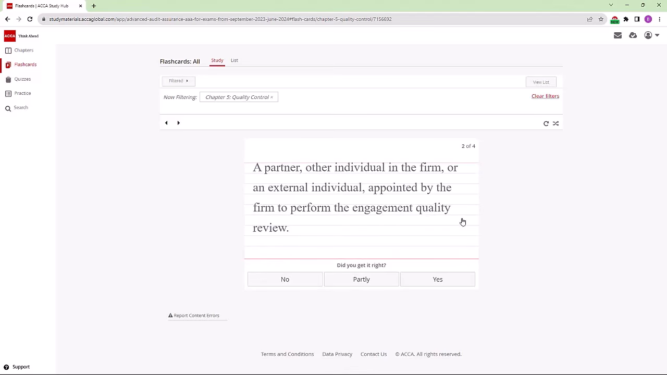Ooh, now this gives us a little bit extra because it's not just a partner. It can be another individual in the firm, but that individual must be senior enough to have enough clout, enough robust ability to be able to hold the audit partner to account. So generally it's an independent senior partner who hasn't worked on the audit, or it could be an external individual. That's pretty unlikely because that would incur a cost and also have confidentiality issues. But yes, it could be someone outside the audit firm.